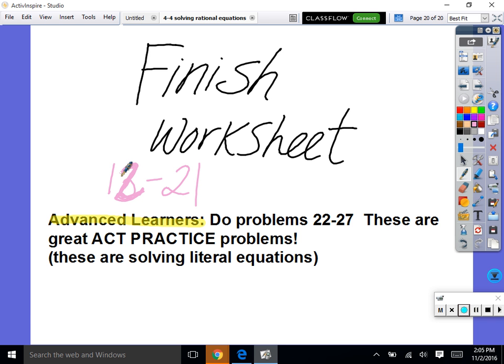Remember back to our first unit when we solved literal equations? We solved for any variable just using algebra. Remember back to that. So if you're an advanced learner, you should be doing 22 through 27. If you don't feel like you're an advanced learner, don't do that. But you're in charge of your own learning. If you want to do well on the ACT, I would try those.